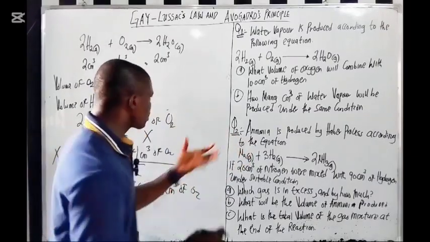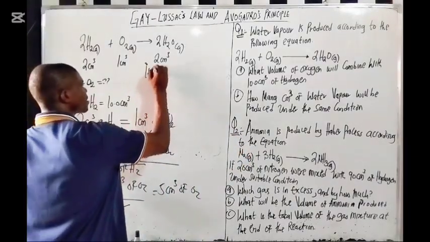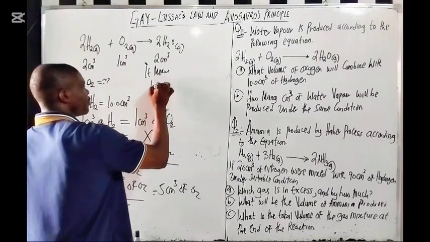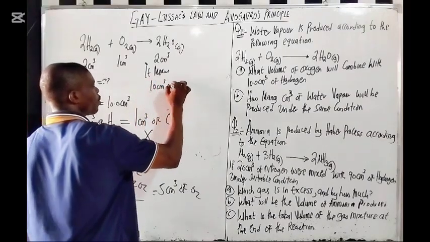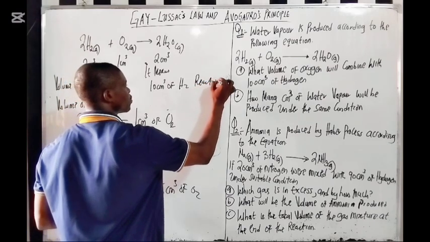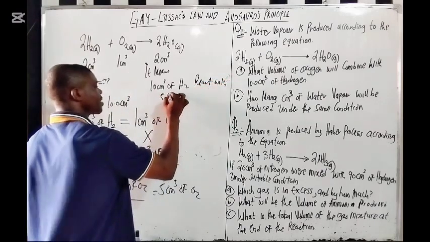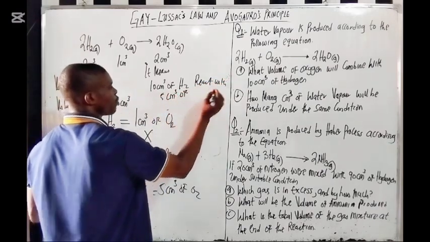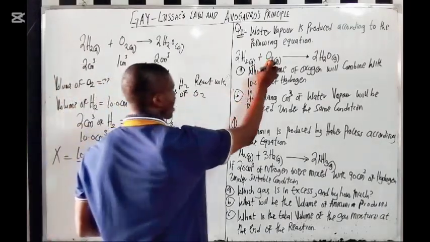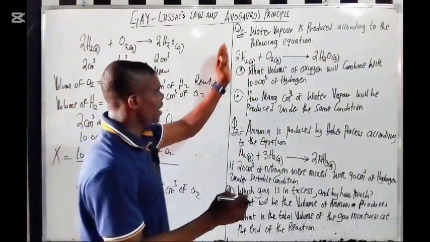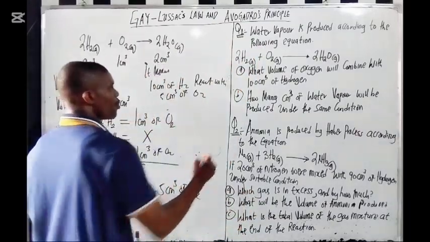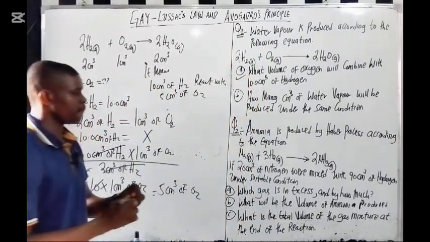What does it mean here? It means 10 cm³ of H2 reacts with 5 cm³ of O2. That is, this is half of this, as you can see here: 2, then 1. So we are done with this one here. Hope you understand.